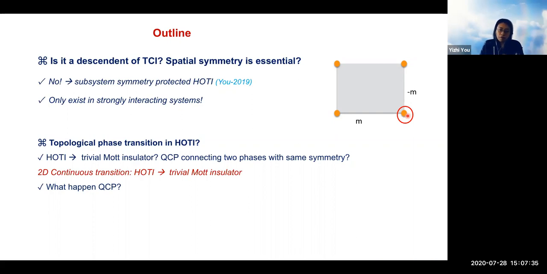For the second part of my talk, I will report an interesting quantum phase transition in two spatial dimensions, which drives a higher order topological insulator phase toward a trivial Mott insulator phase. Both phases have the same symmetry structures, so such a phase transition cannot be described within the Ginzburg-Landau-Wilson paradigm. And we find there are lots of exotic features at such a quantum critical point, which I will elaborate later.